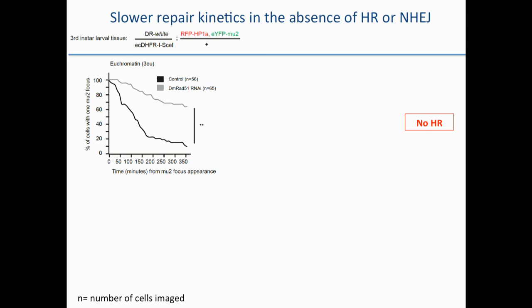And then here you can look at a euchromatic insertion site. On the y-axis is the percentage of cells with 1 mu2 focus. So we start off with 100%. And then the black line is the control situation. And on the x-axis, you can see the time in minutes from the mu2 focus appearance. So you can see that around 50% of the DNA damage foci disappear in around 110 minutes after their appearance. But then if you knock down RAD51, which is the gray line, you can see that there's a clear delay in repair of these double-strand breaks within this euchromatic insertion site.